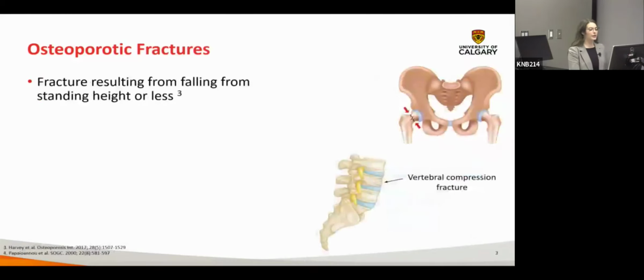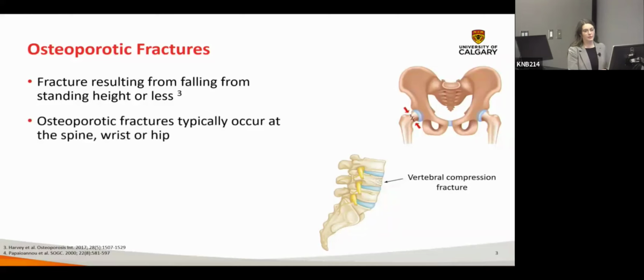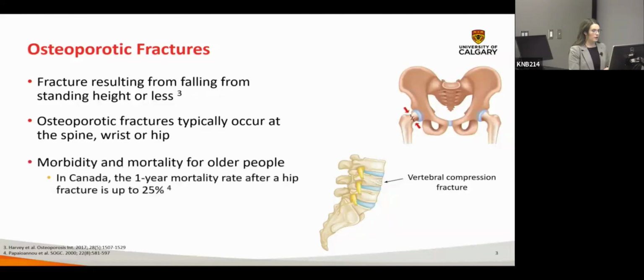What we're trying to avoid is fragility fractures. A fragility fracture is defined as a fracture that occurs from a standing height or less, and most osteoporotic fractures occur typically at the spine, wrist, or hip. For today, I'm going to be focusing mainly on the spine and then throwing in a little bit on the hip. The reason we care about osteoporotic fractures is the high morbidity and mortality rate. For example, in Canada, if you suffered a hip fracture, in the first year after that fracture you're at a 25% risk of mortality.